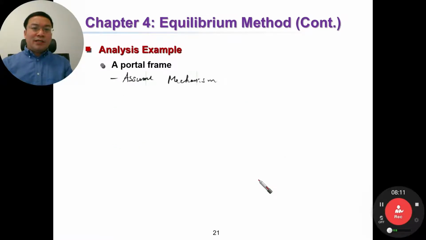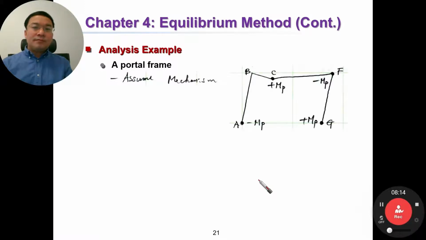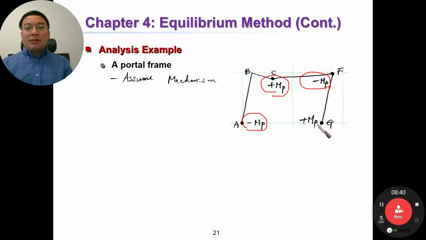Now we assume the mechanism. I assume a mechanism with plastic hinges at A, at C, at F, and at G. Then due to this assumed mechanism, we have moment at A is minus MP, moment at C is plus MP, moment at F is minus MP, and moment at G is plus MP. What is moment at A?